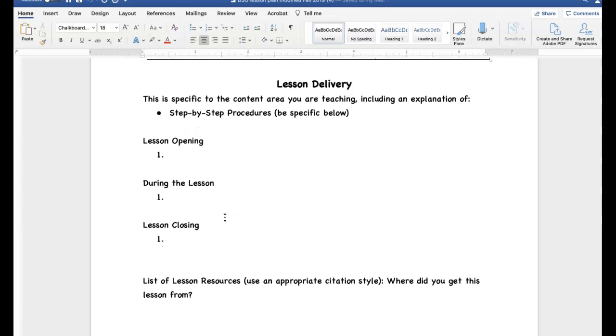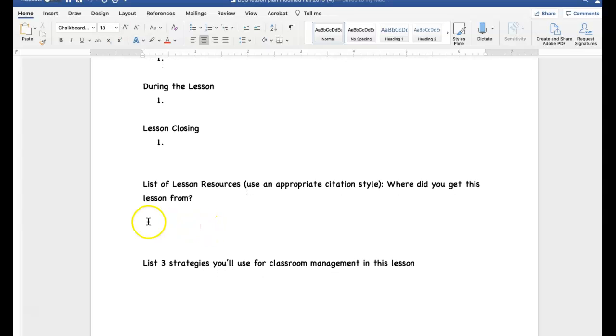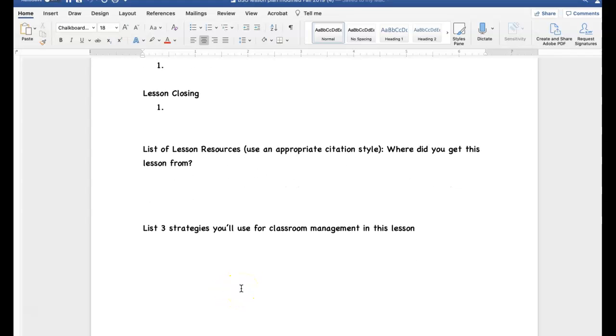And then this is the step-by-step procedure. So I could look at it and say, this is how you began your lesson, this is what the lesson's going to look like during it, and this is how you're going to wrap it up. And then anywhere you got your lesson plan, so where you got this lesson or activity from, and ways that you would do classroom management during this lesson.